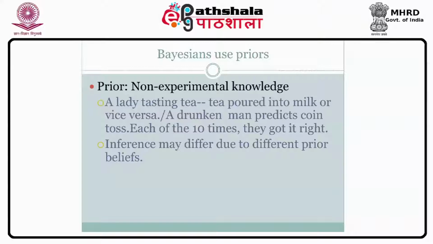Now what happens here? You see that rational people always think it is very difficult to say whether, when you toss a coin, you get head or tail. It's very difficult to predict because the chance is 50-50 whether head will come or tail will come, right? Or it's very difficult to say whether tea was poured into milk or milk poured into tea, right? But in both cases, the lady and the drunken man predict rightly.